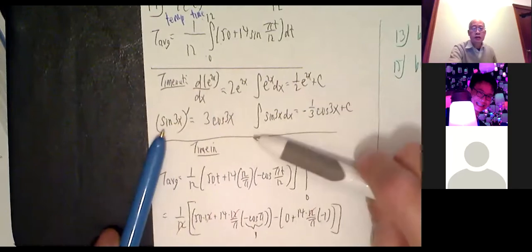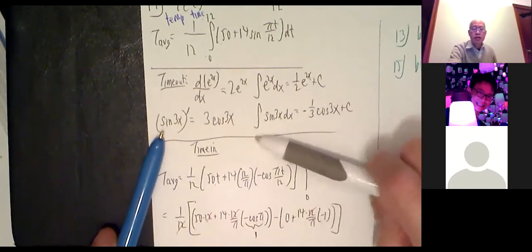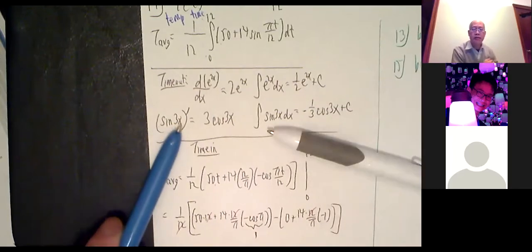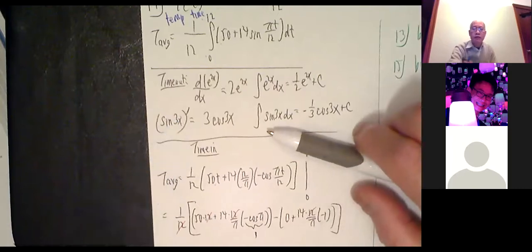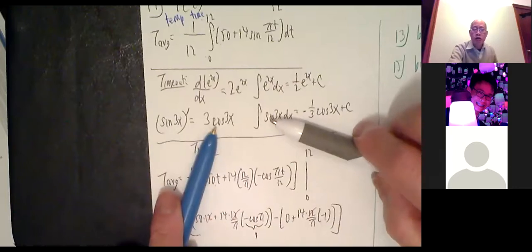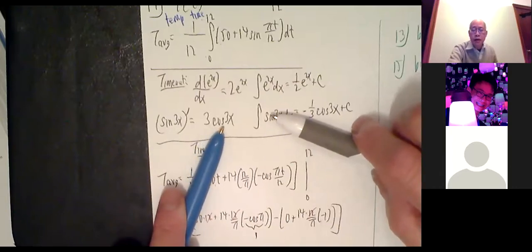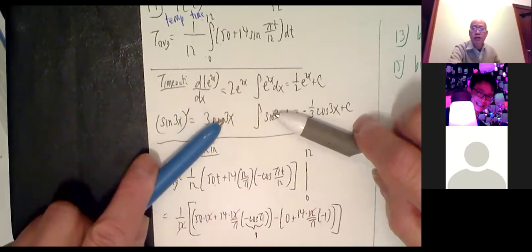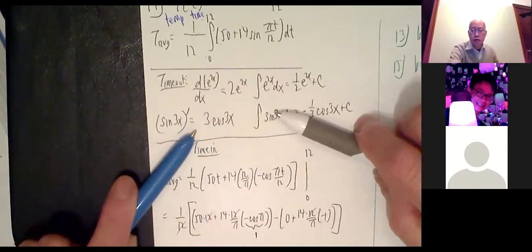Okay, let's try this. What is the derivative of sine 3x? I wrote it like this, sine of 3x prime. That's a prime, like the derivative. So the derivative of sine of 3x is cosine 3x, and then by the chain rule, times the derivative of 3x, which is 3.